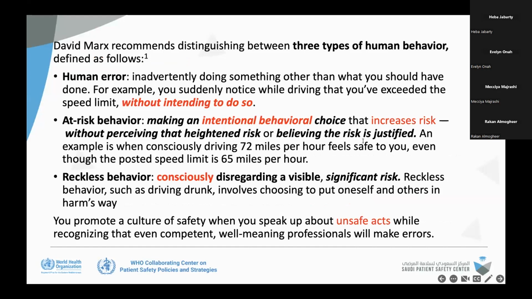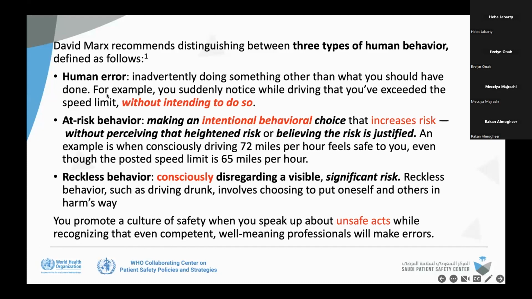So moving to the next, why we talk about reporting and errors, we have to know the types of human behaviors. We have 3 types: human errors, at-risk behavior, and reckless behavior. Human error is when you do something other than what you should have done, without intention. For example, you suddenly notice that while you are driving, you exceed the limit.